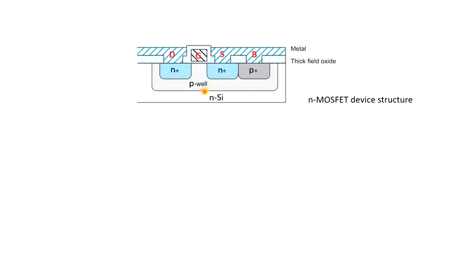Now after making this P well, we have to form two N plus regions which will make the drain and source contact. After that we have to do an oxidation so that we can create the thin gate dielectric under the gate. Here this gate is not made up of metal, but it is made up of polysilicon, as used to be done earlier.